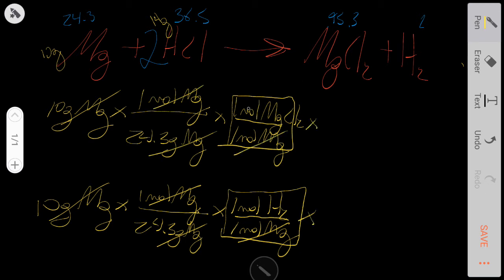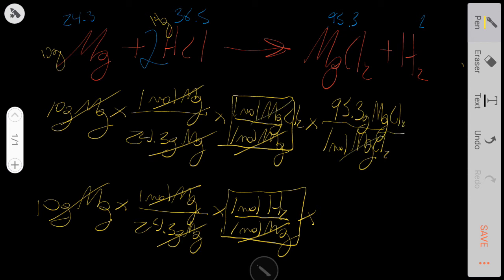Now, I'm left with moles of magnesium chloride on top. I want to convert that to grams. So in 1 mole of magnesium chloride, I have how many grams? 95.3. So now moles of magnesium chloride cancel out with moles of magnesium chloride. You can solve this now or continue to set up the bottom one as you like. It might be better to solve it completely. In that case, you don't mess up your numbers, but to each his own.